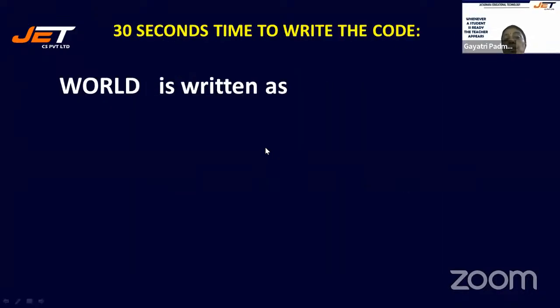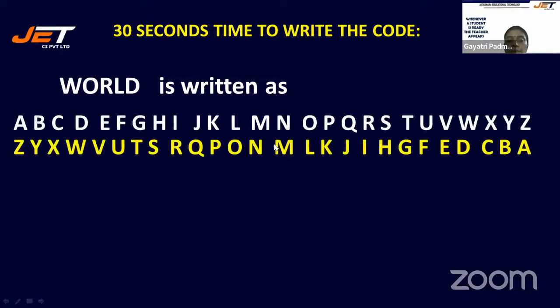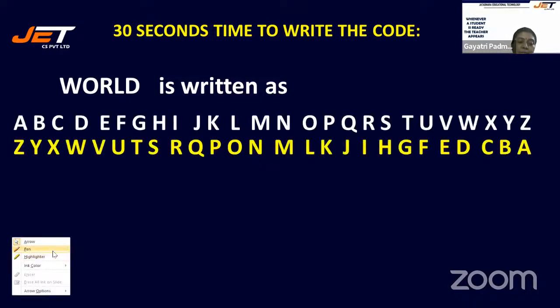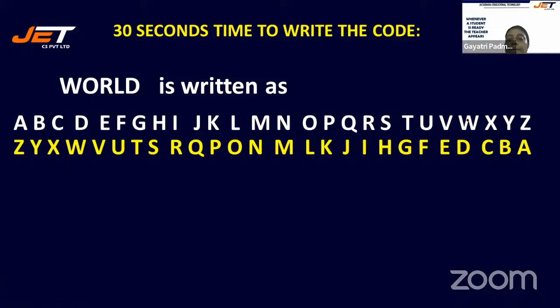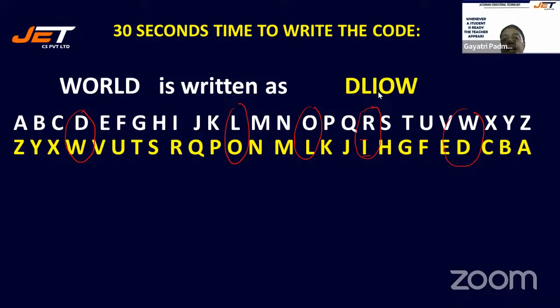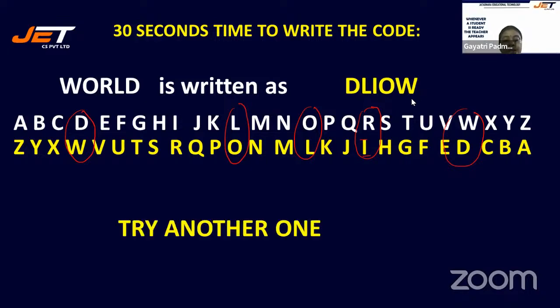We have the word WORLD, W-O-R-L-D. So world can be written as the usual way, right? So W stands for D, O stands for L, R stands for I, right? And L stands for O, D stands for W. So now when we try to code it, we'll get DLIOW. All right, now let us try another one.